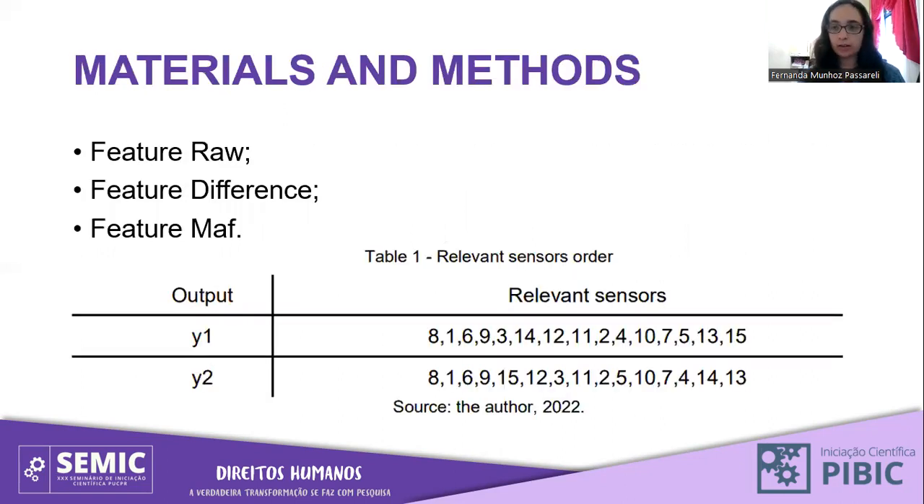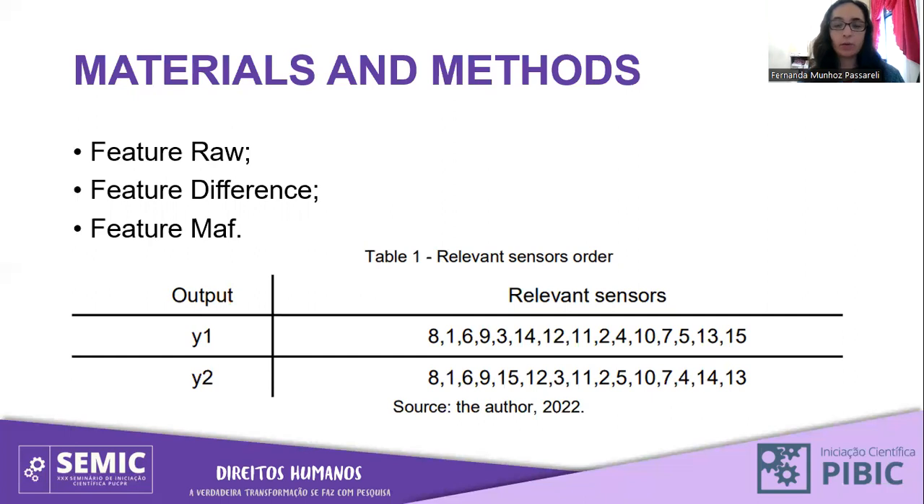The materials and methods start by splitting the data points into training data sets and testing data sets. There were 15 sensors, or we can call them features, and they were split into feature raw, that is the data without treatment, the feature difference, that is the distance between the points, and the feature map, that is a moving average filter.